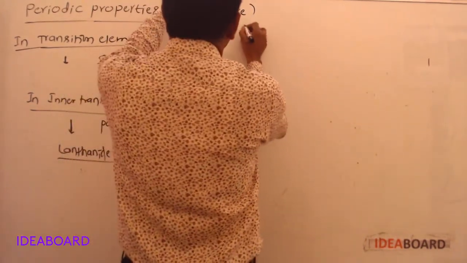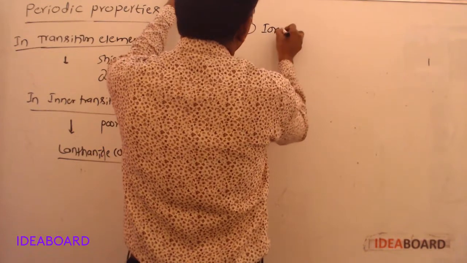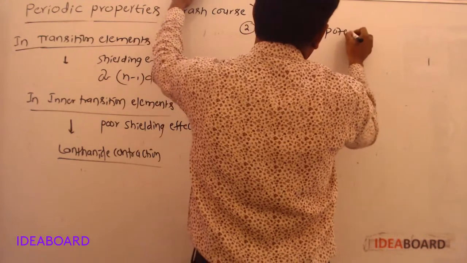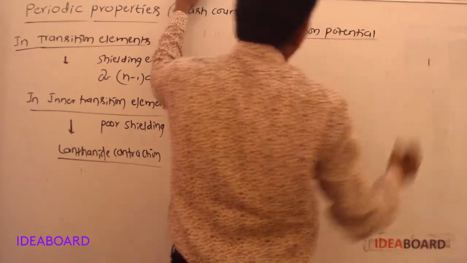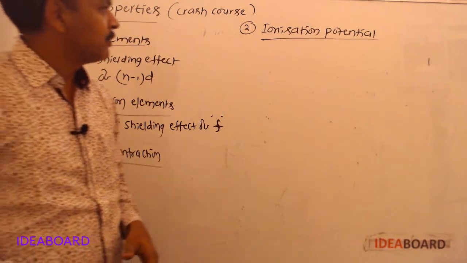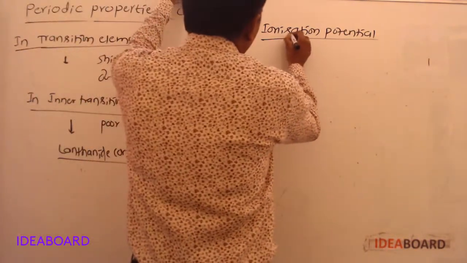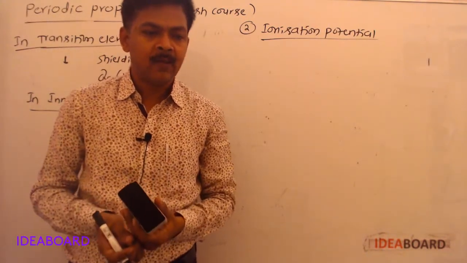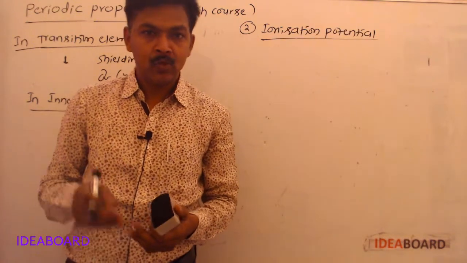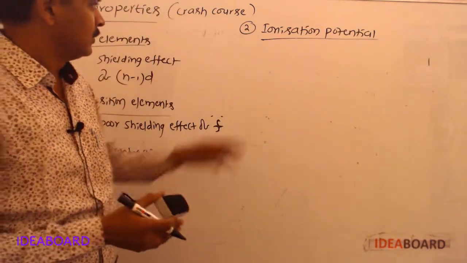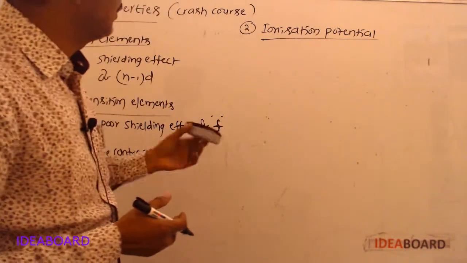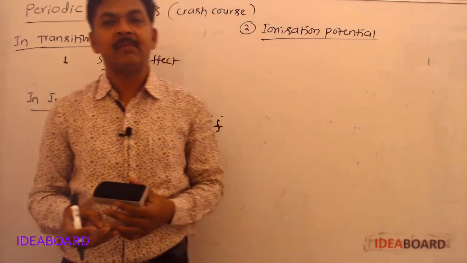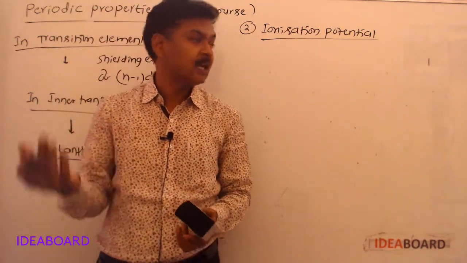Next, the second periodic property is ionization potential, or ionization energy. Ionization potential means the amount of energy required to remove the electron from the valence orbit of a neutral isolated gaseous atom. It is called ionization potential or ionization energy.